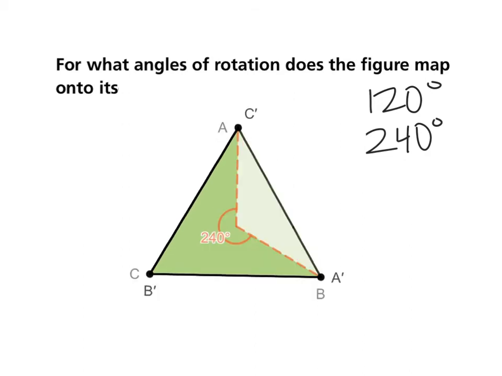Okay, I know you're thinking, but can't I keep going? Ms. Zender, if I kept going, wouldn't I get back to it again? Yes, that would be a 360 degree rotation. Every single figure has a 360 degree rotational symmetry. So we really don't worry too much about that one. So this one would have 2 angles of rotational symmetry. It would be 120 degrees and 240 degrees.